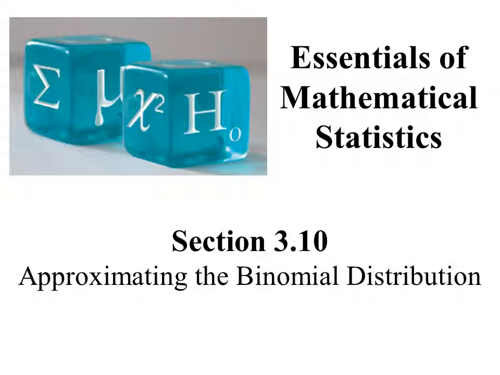Hello, this is the section 3.10 lesson. In this section we're going to introduce the idea of approximating the binomial distribution with a normal distribution. The practical significance of this section was probably more important in the days before calculators and computers, but we're still going to see applications of this idea come up in chapters 4 and 5.